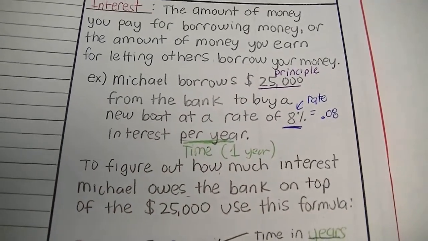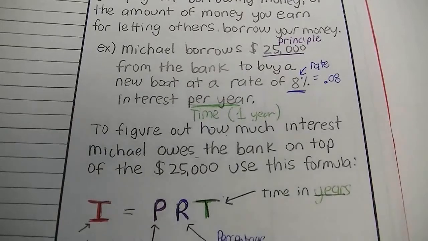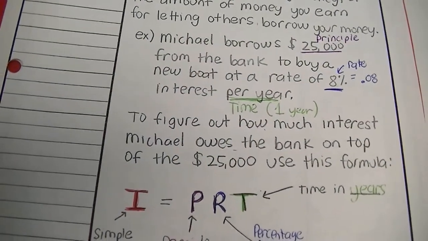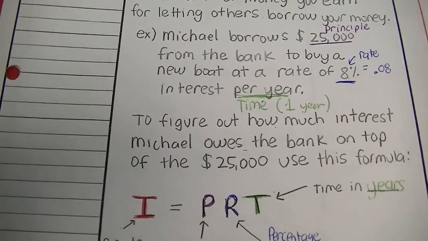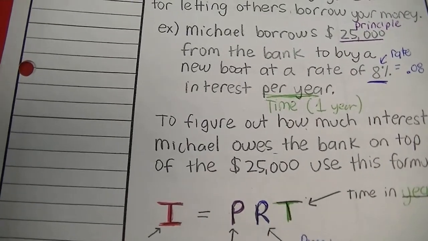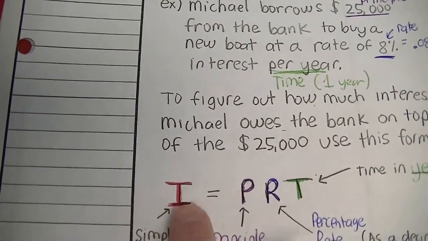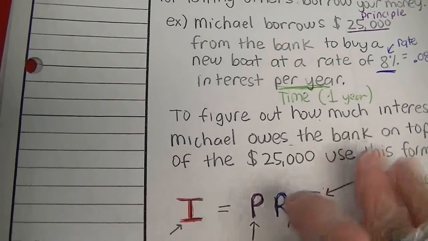Okay, so let's go ahead and figure out how much interest Michael owes the bank on top of the $25,000. Off to the left is where I'm going to show my work. I'm going to copy this example just like I see it, the equation example.